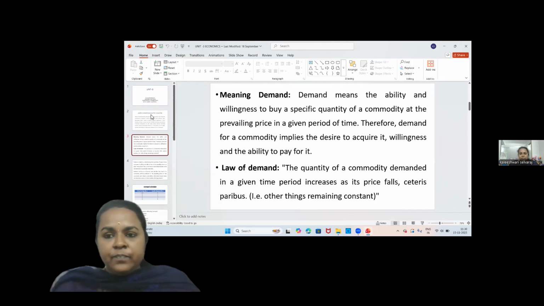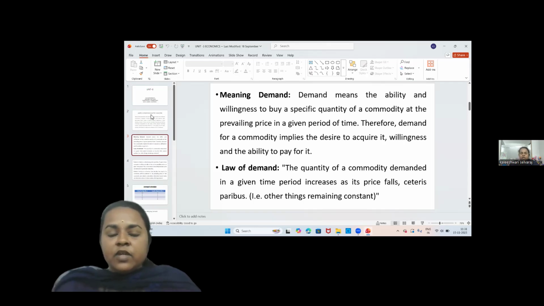So first of all, getting into the topic, we are going to discuss the meaning of demand. Demand means the ability or the willingness to buy a specific quantity of a commodity at the prevailing price in the given period of time. Or else you can say the demand for a particular product at the given time at the given price. So it is just the desire or the willingness of a consumer to buy a product in a particular period of time at the particular price it is fixed on.